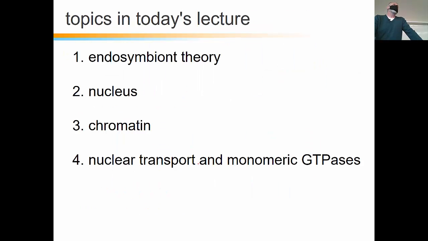So today we're going to talk about the endosymbiont theory. We're going to then look at the nucleus and the chromatin, which is how the DNA is packaged in the nucleus. And we're going to talk about nuclear transport and monomeric GTPases, and that will probably take up, I think, most of the time. If we have additional time at the end, we'll explore the endoplasmic reticulum.